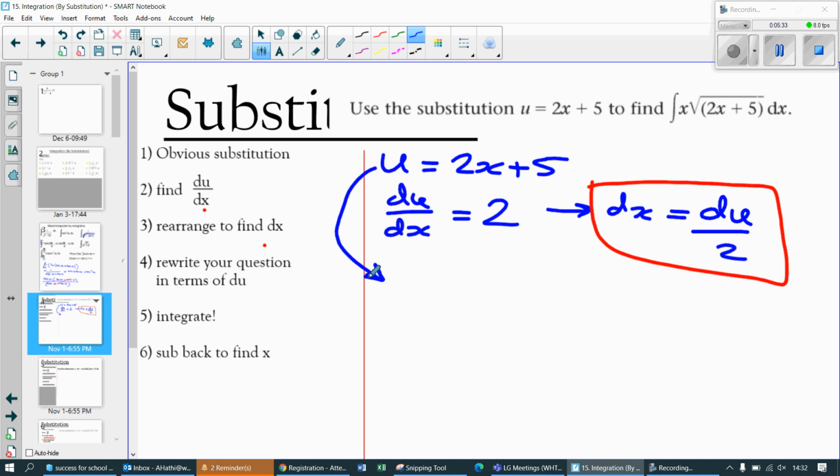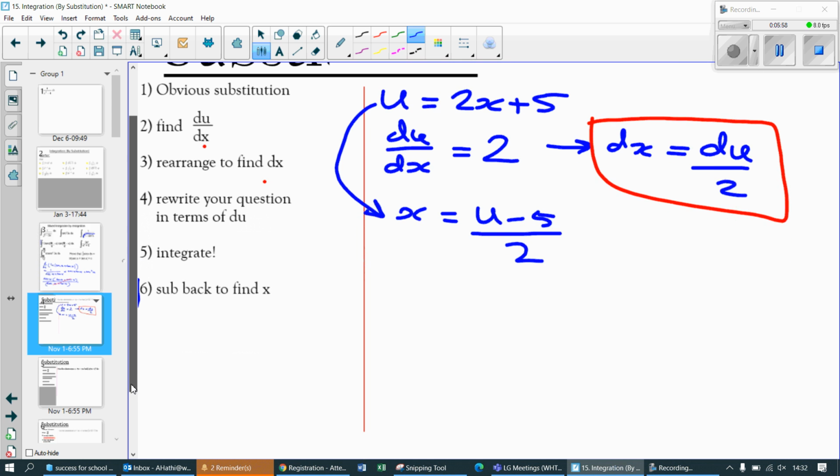Let's make x the subject. Is everyone happy? Just from here, x equals u minus 5 over 2. I don't need to work that out, right? Everyone happy with that? Okay. Now, it says rewrite your question in terms of du. Now I'm going to say, okay, take all these things and substitute it into the original. So let's go and do that.